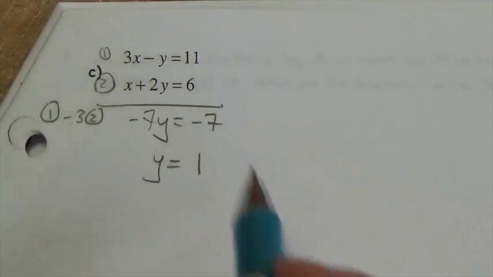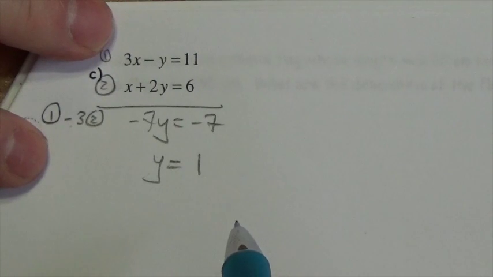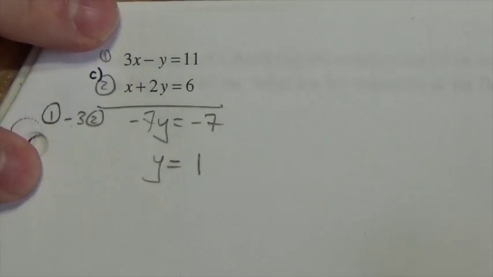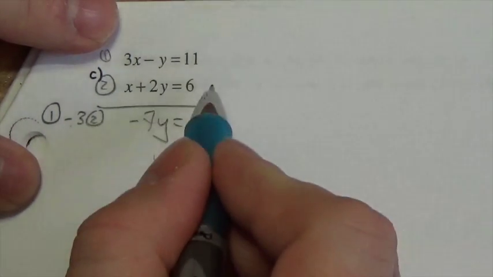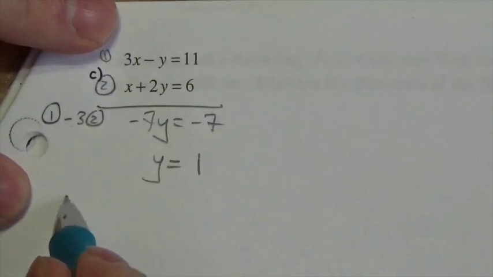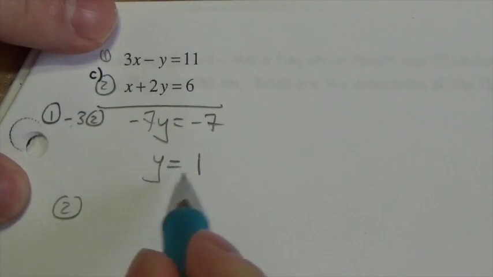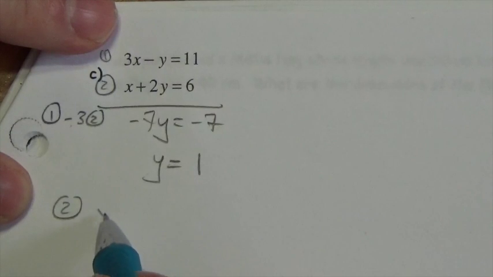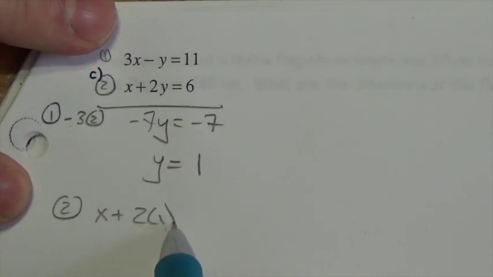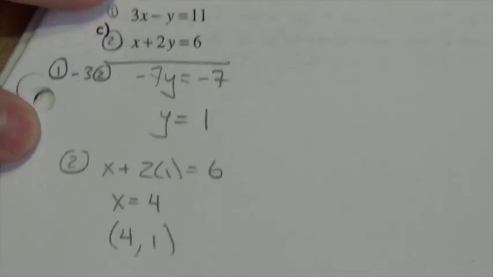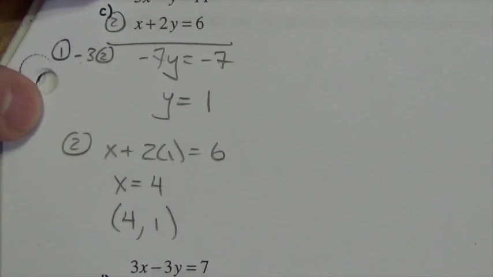Now I can take that back into either one of those original equations. It doesn't really matter at all. Maybe I'll take it back into equation 2. So y is equal to 1. So we'll make this x plus 2 times 1 is equal to 6. That's what equation 2 says. So 2 times 1 is 2. When I subtract 2 from both sides, I get x is equal to 4. So the point that I get as my solution is the point 4, 1.